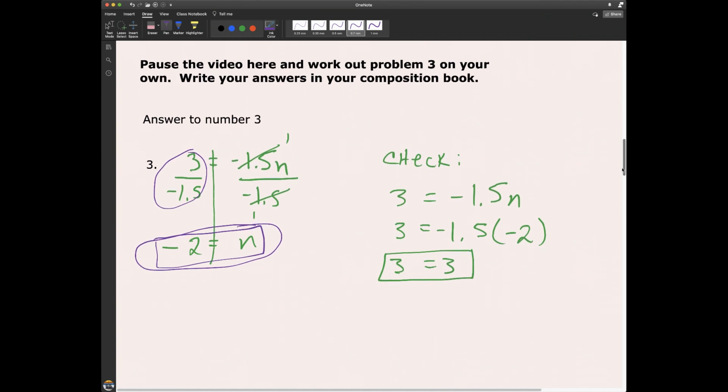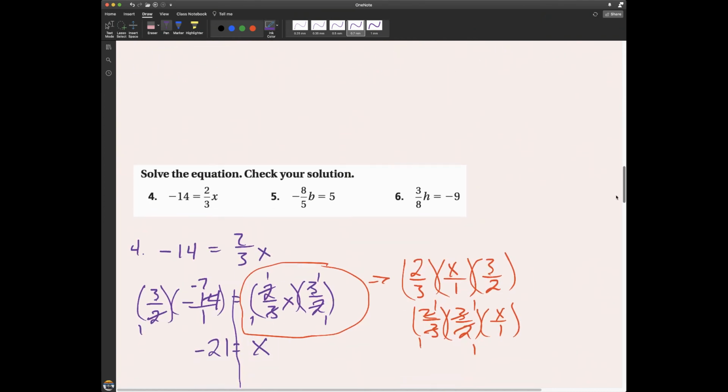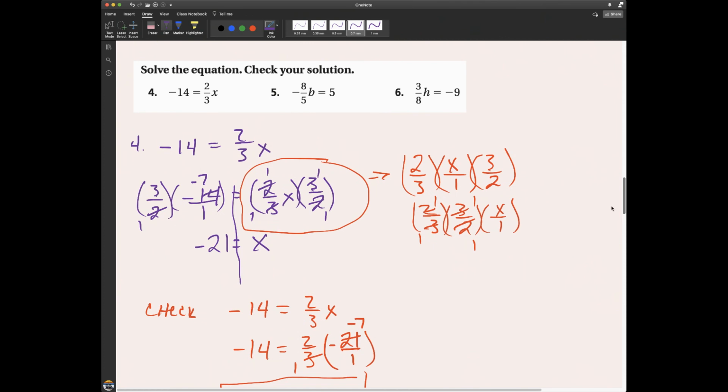All right, let's look at some more examples. So these are kind of special problems. If you notice the coefficient, there's a word from your past, from 6th grade. The coefficient, this number that's to the left of the variable, notice that it is a fraction. So how do we solve problems like this?